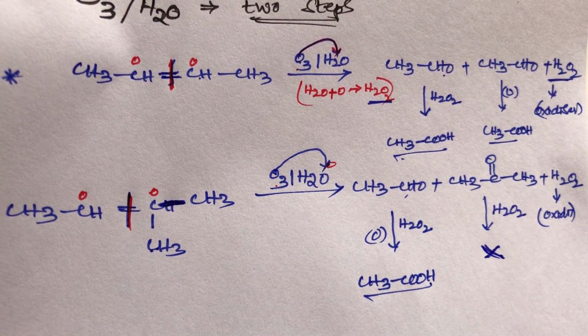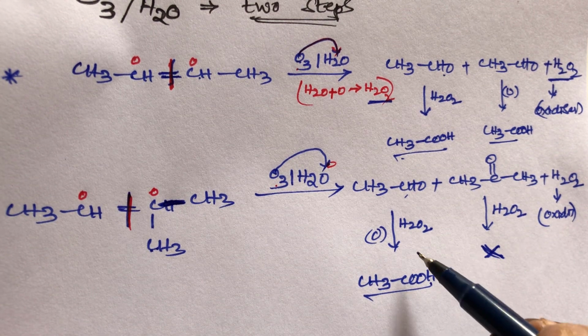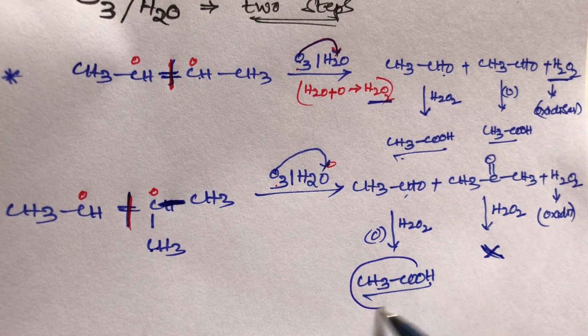It is very important, students. H2O2 cannot oxidize a keto group. You remember, students, H2O2 cannot oxidize a keto group. So this is the simple trick, students: an aldehyde is easily oxidized with H2O2 to form an acid.